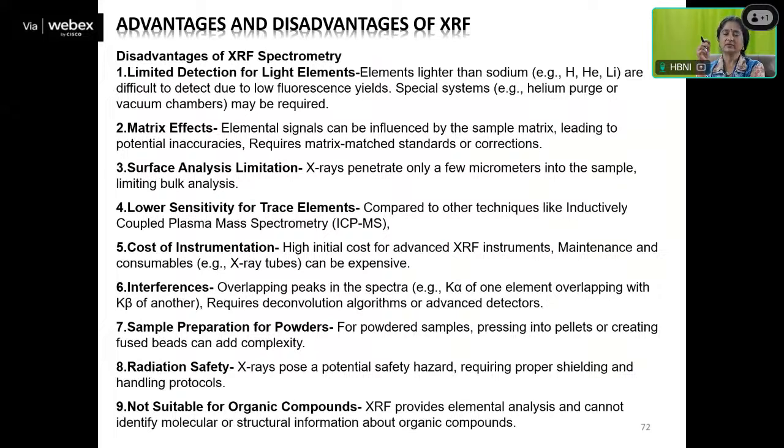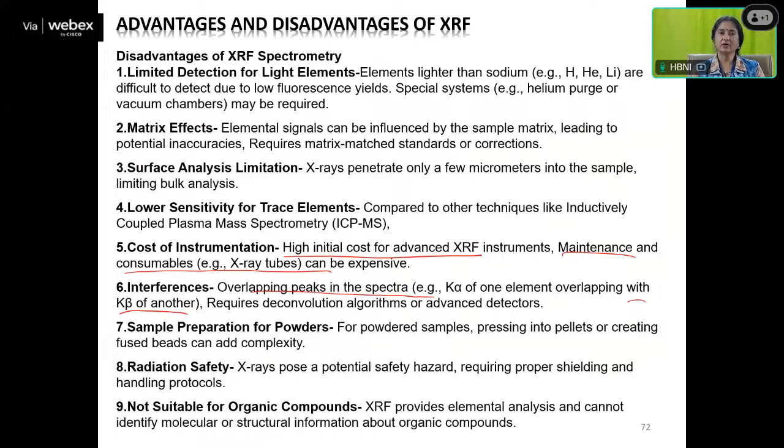Surface analysis: when your X-rays are falling on your sample, they can penetrate only a few micrometers. So depth analysis is difficult in this type of analysis. Lower sensitivity for trace elements compared to other techniques like ICP-MS; its sensitivity is less. Cost of instrument is very high. High initial cost for advanced XRF instruments. Maintenance and consumables are also highly costly. Now interference: overlapping peaks in the spectra, for example, K alpha of one element may overlap with the K beta of another. So it requires deconvolution algorithms or advanced detectors.